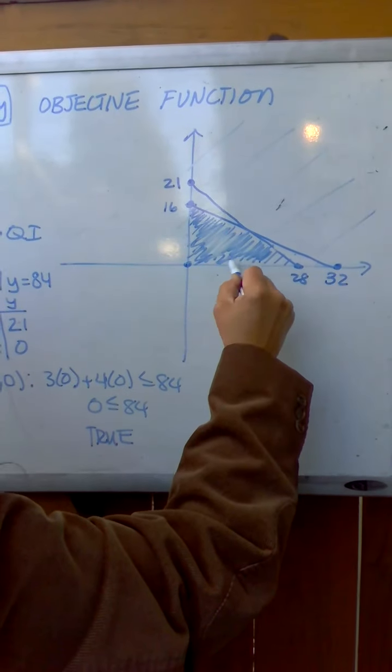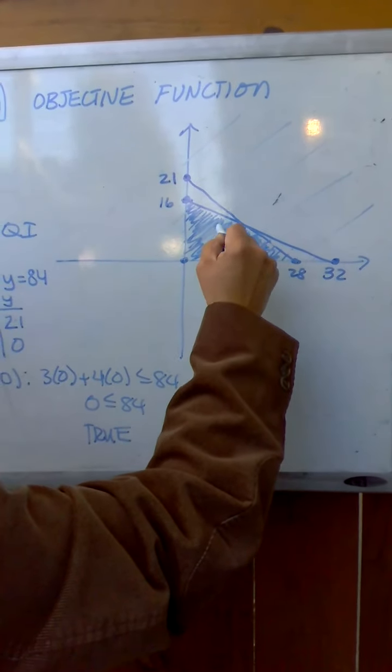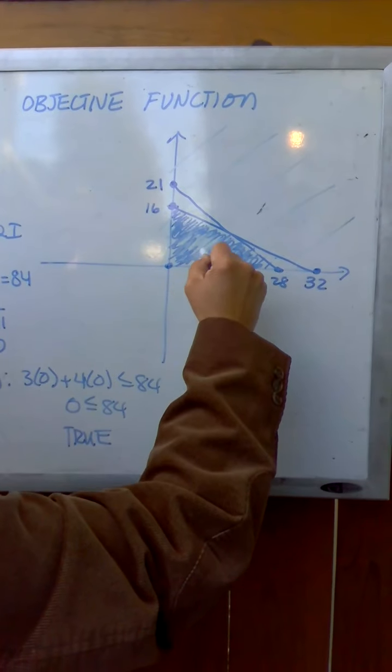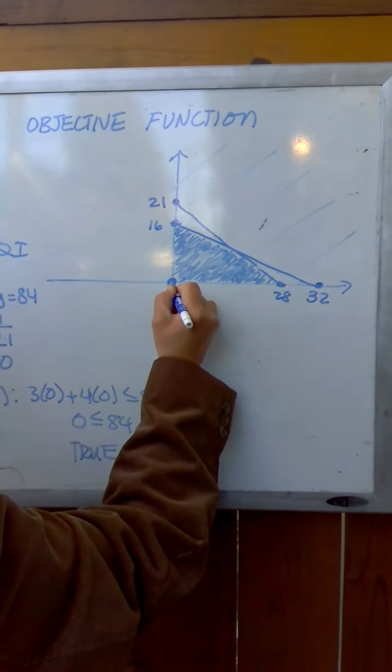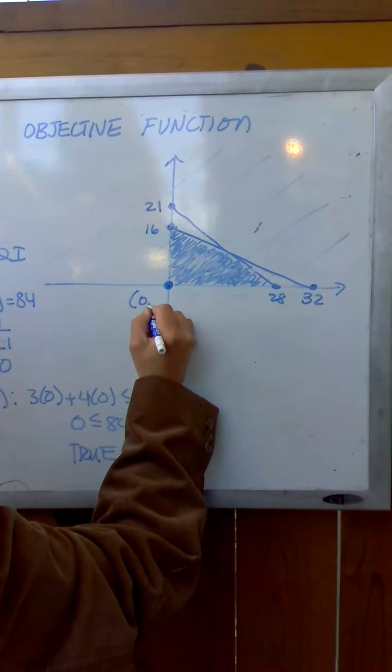Okay, so this here is my feasible region, and this is where all of my corner points come into play. So what point is this one? 0, 0. Good.